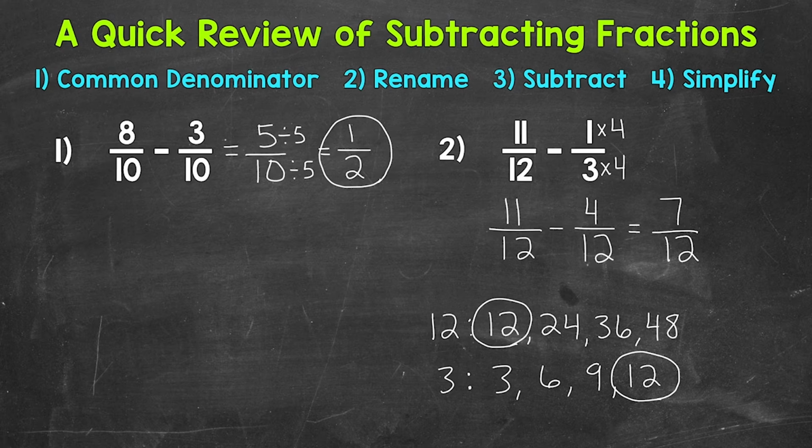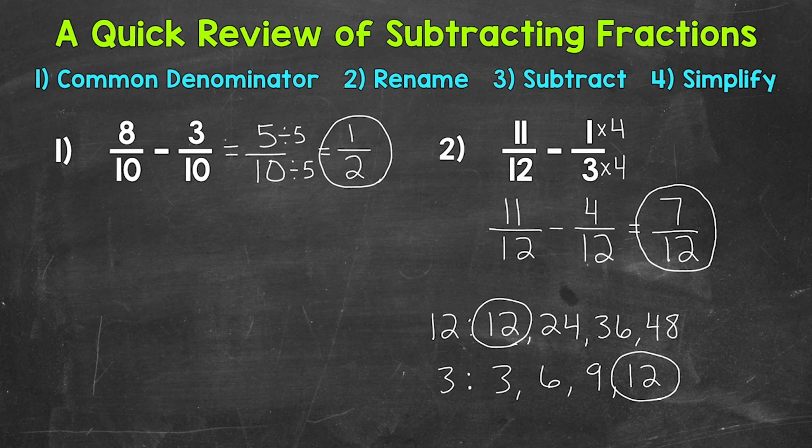Always look to see if we can simplify. The only common factor between 7 and 12 is 1, so this is in simplest form, and our final simplified answer is 7/12. That's how we subtract fractions.